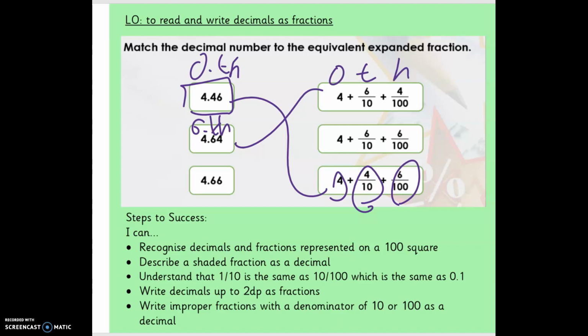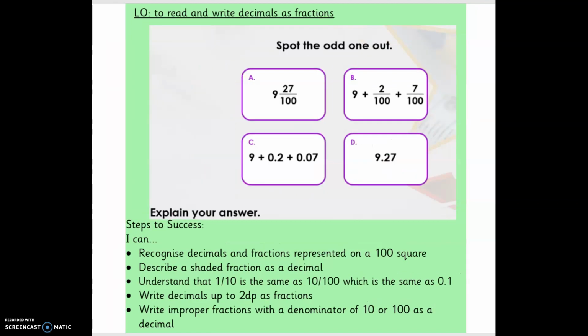Try now for the last one. You've got 4.66. There's only one left. There's only one answer. Sorry, everybody. So let's just check it though. We've got 4 ones. Yep. We've got 6 tenths. Yep. And we've got 6 hundredths. Yes, we do. Lovely. Right, let's have a look at the next one then.